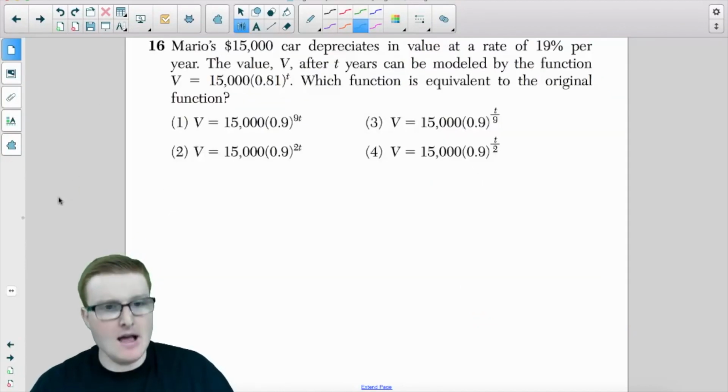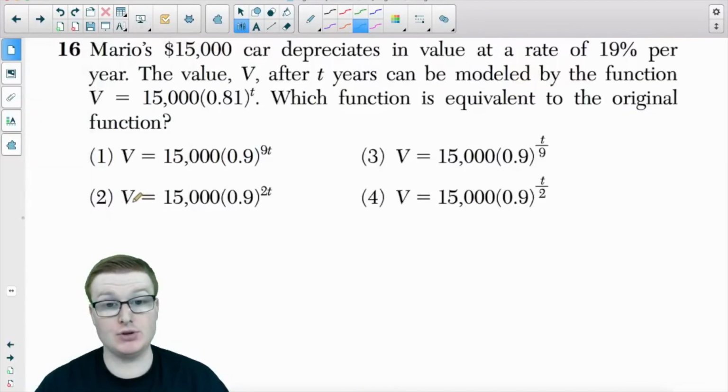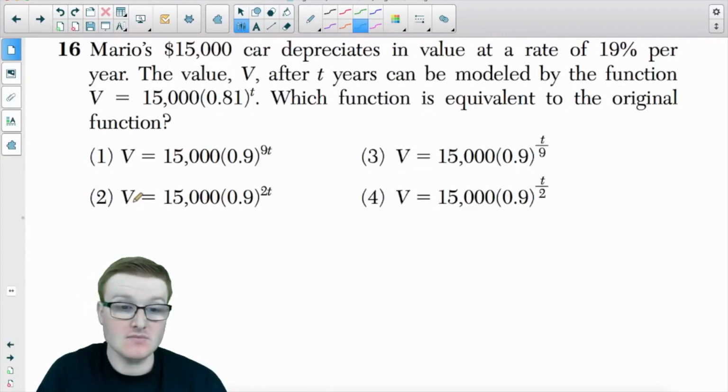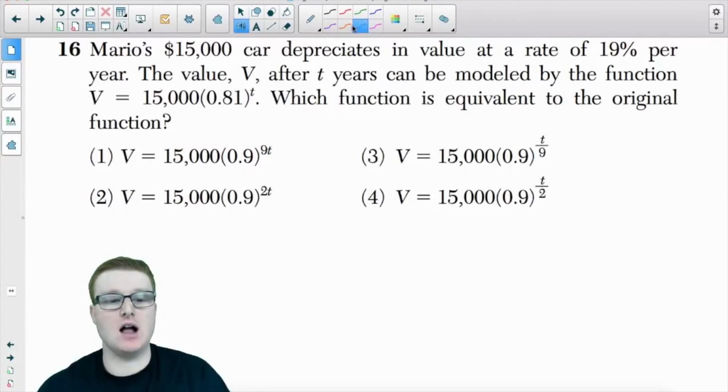Number 16. Mario's $15,000 car depreciates in value at a rate of 19% per year. The value v after t years can be modeled by the function v equals 15,000 times 0.81 raised to the t power. Which function is equivalent to the original function? So they're really testing your knowledge on whether or not you understand exponents.